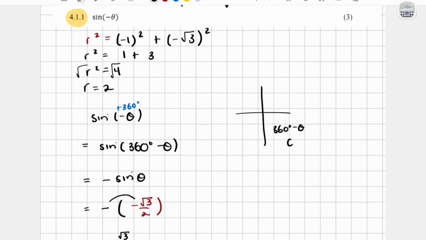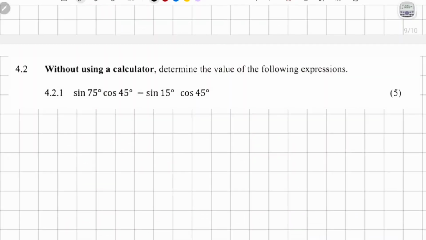Okay, and then we move on to 4.2. Okay, so we move on to 4.2, which says, without using a calculator, determine the value of the following expressions.